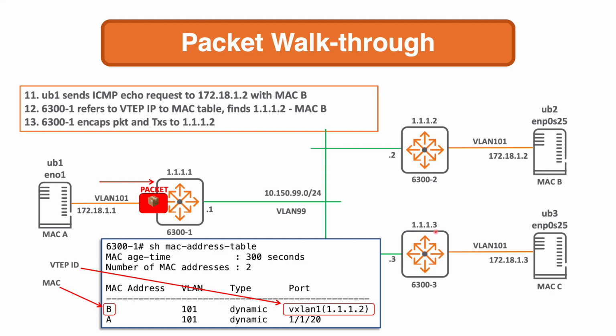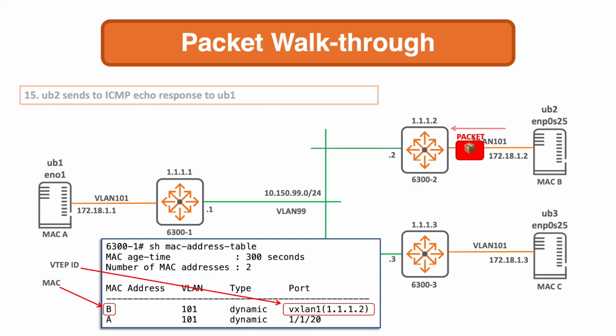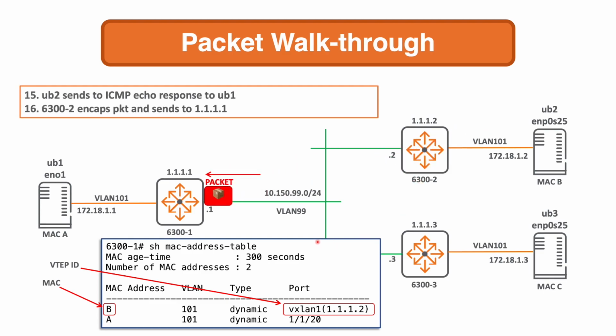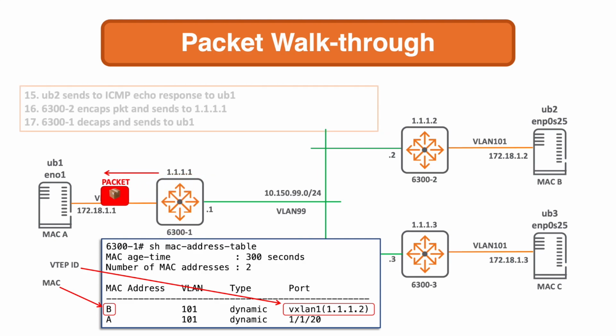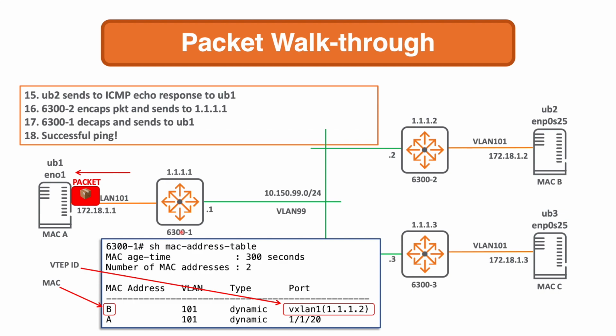We can just encapsulate the packet and send it directly to 1.1.1.2, which is what 6300-1 will do. And 6300-2 will decapsulate that packet and send it on to UB2, which, as part of the standard ICMP process, will send an ICMP echo response back to UB1. That hits 6300-1, and that will get forwarded on after it's been decapsulated and sent to UB1, and that results in a successful ping.